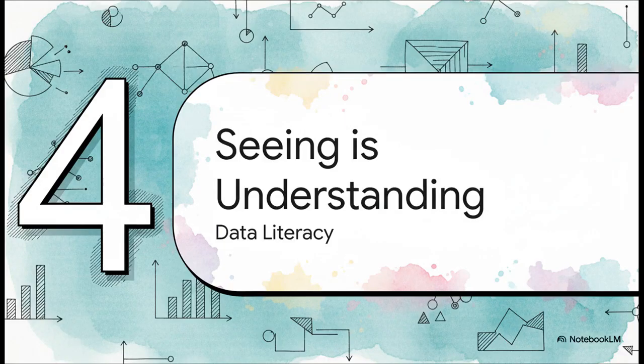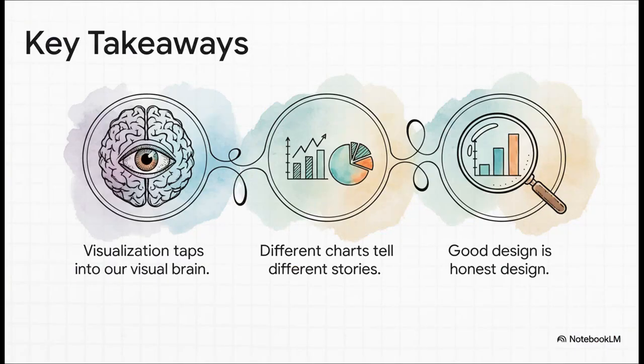So let's bring this all home. As we've seen, being able to not just make a chart, but to critically read a chart, well, that's not a niche skill anymore. In a world saturated with data, it's a fundamental kind of literacy. So if you're going to remember just 3 things from all this, make it these. First, visualization works because it's a hack for our brain's powerful visual system. Second, picking the right chart is all about matching it to the story you're trying to tell. Is it a comparison, a change over time, or parts of a whole? And finally, good design is honest design. So always check that axis, question the colors, and stay critical.